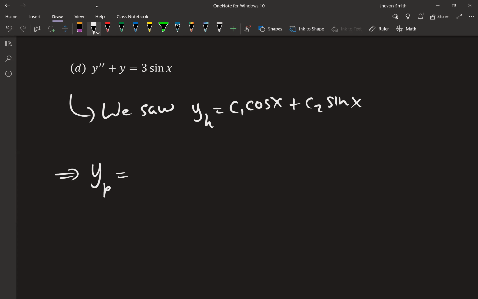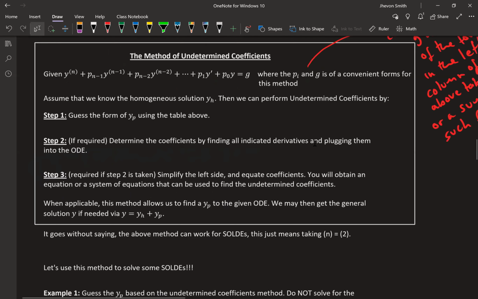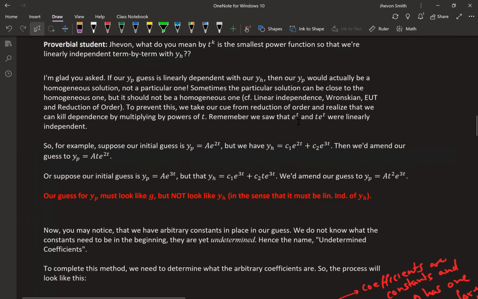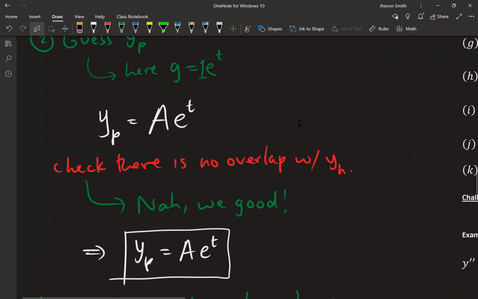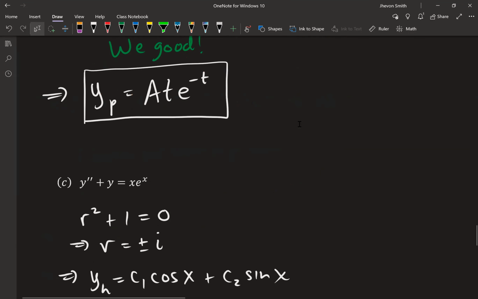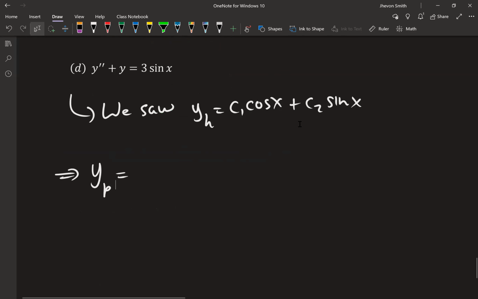No. Why are you guys putting threes? Remember what the table says. You want a general polynomial. It's called undetermined coefficients because you don't know what the coefficients are going to be. If you tell me 3 cosine x plus 3 sine x, you just determined the coefficients. You don't know what they are. It has to be a generic coefficient.